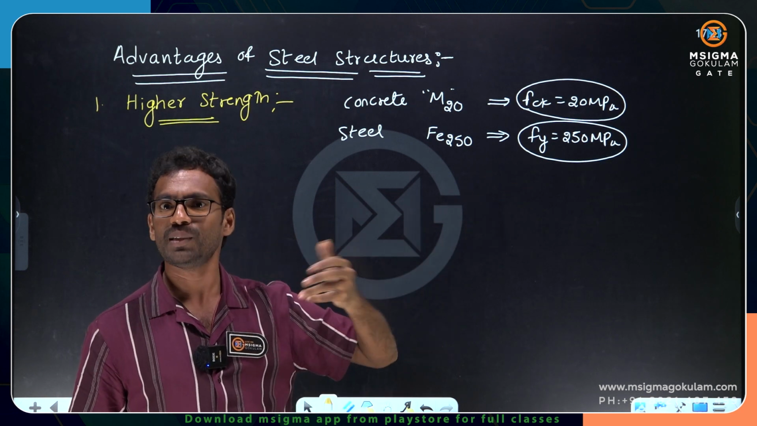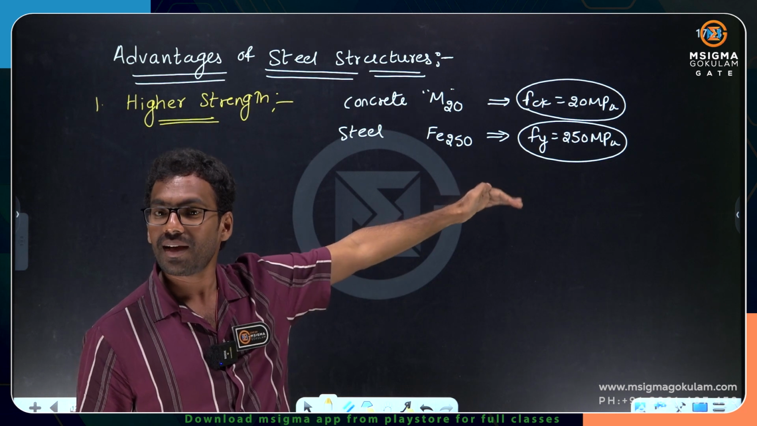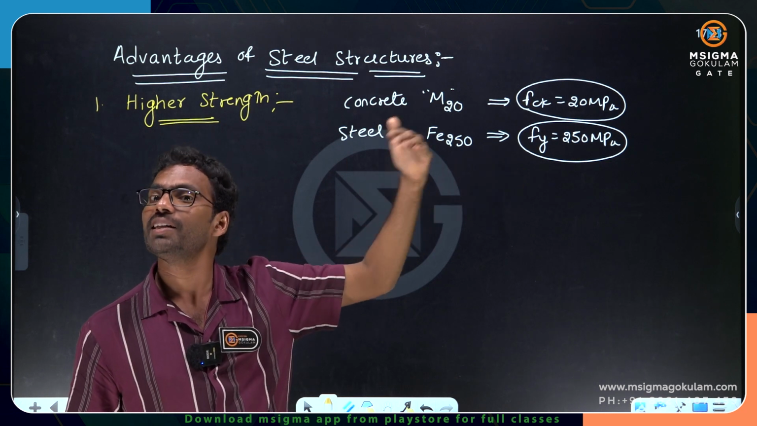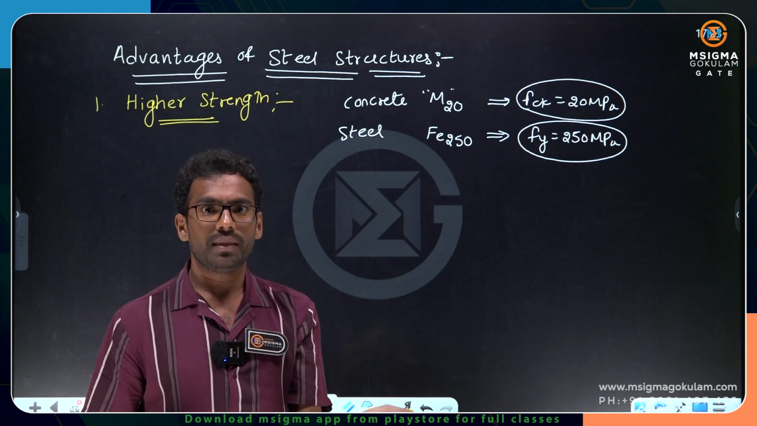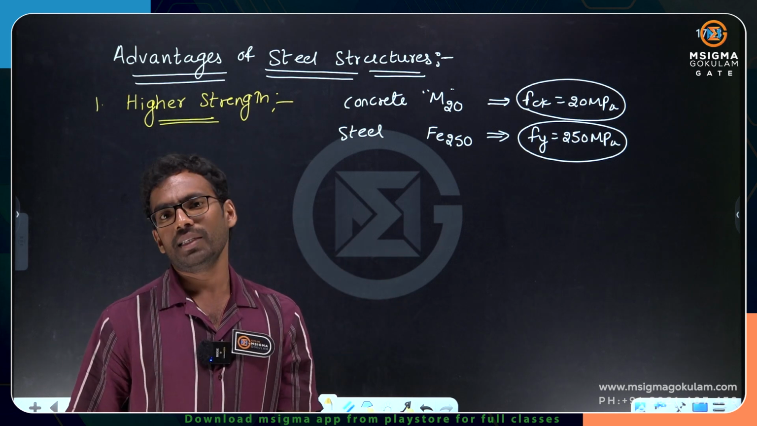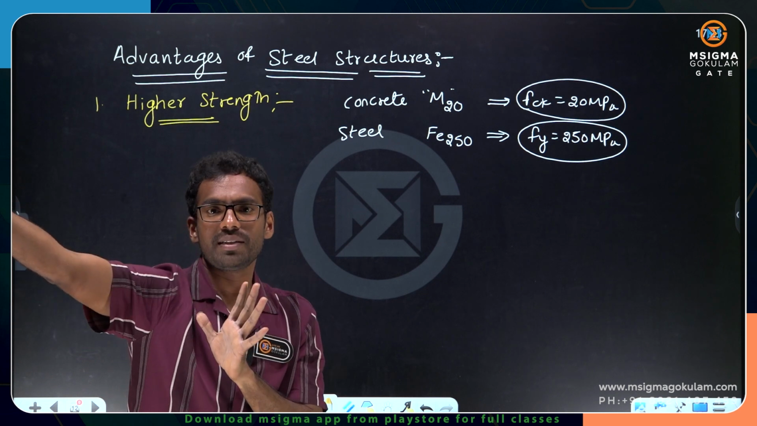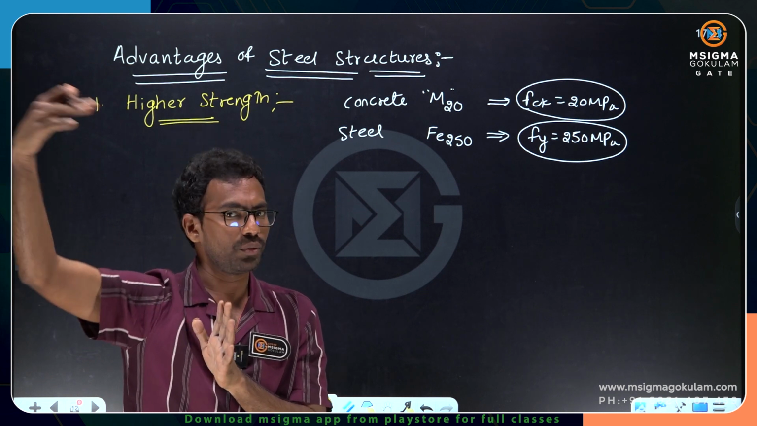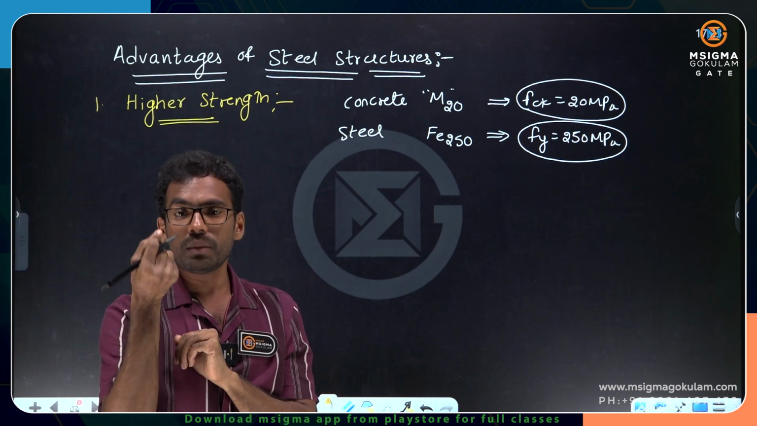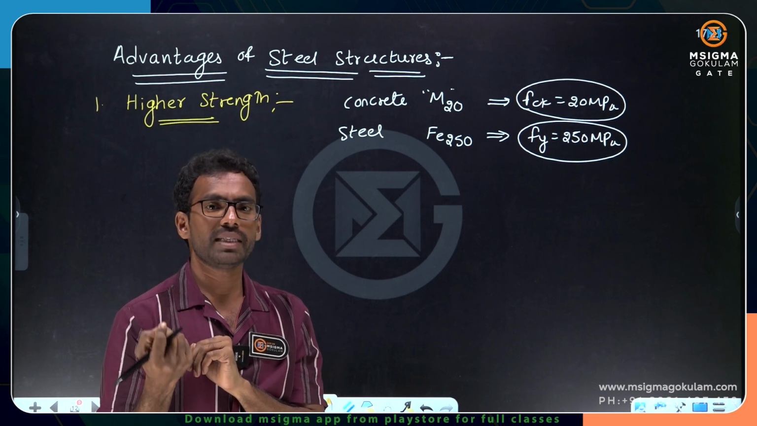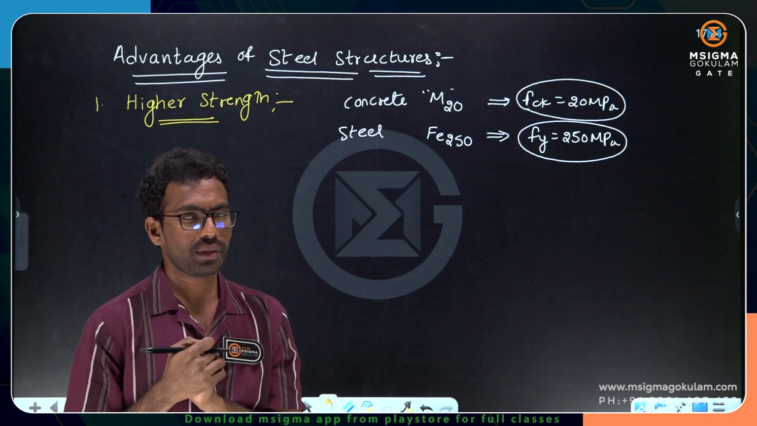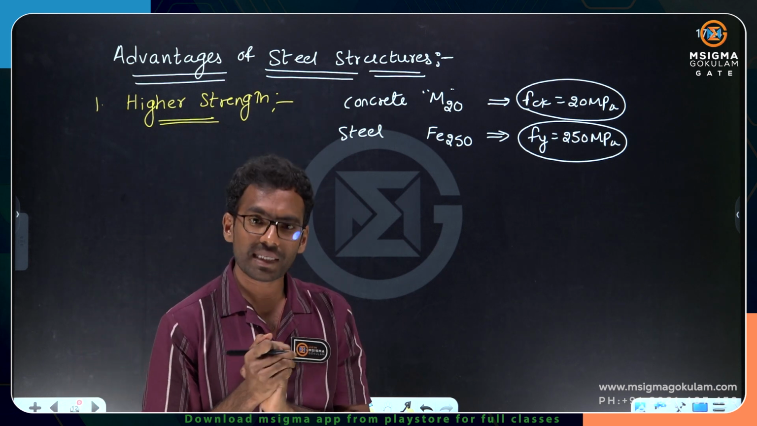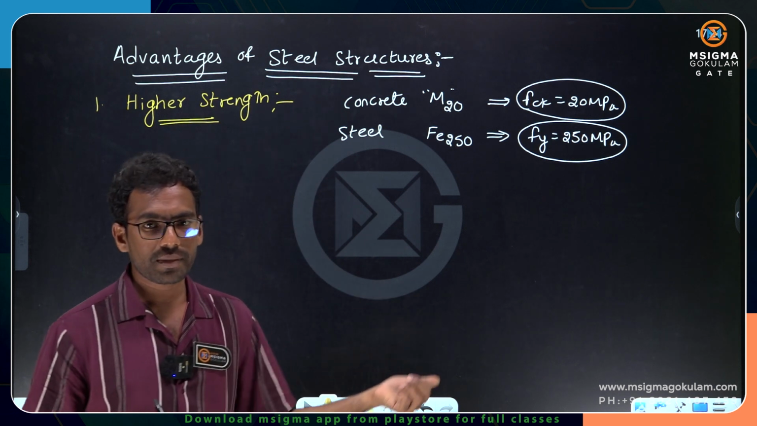So steel is a high strength material by nature. Please understand it. Don't get a misunderstanding that concrete of this much thickness is stronger. No, it's not like that. I am talking about material wise. So material wise, steel is much stronger than the concrete. Okay, and steel is a ductile material. We'll talk about that after this.